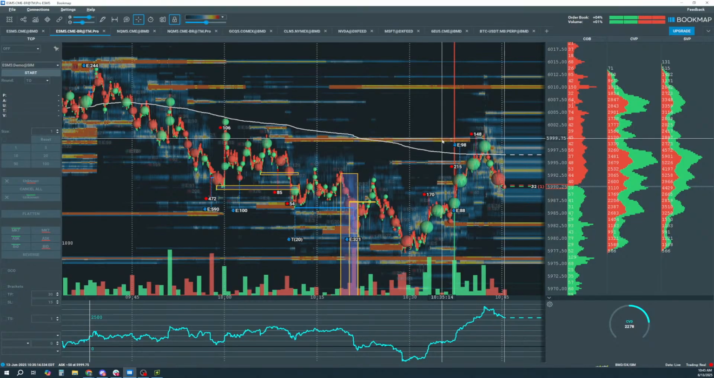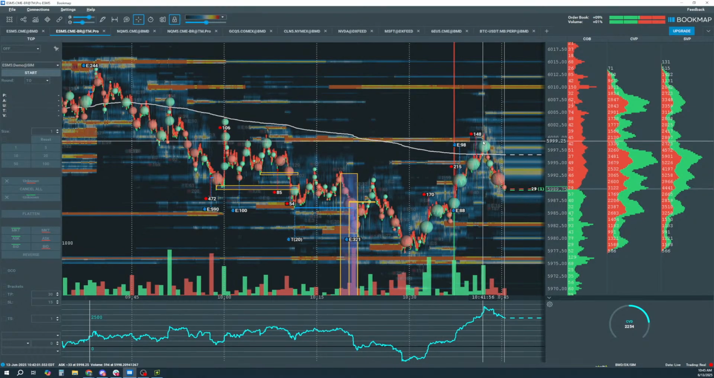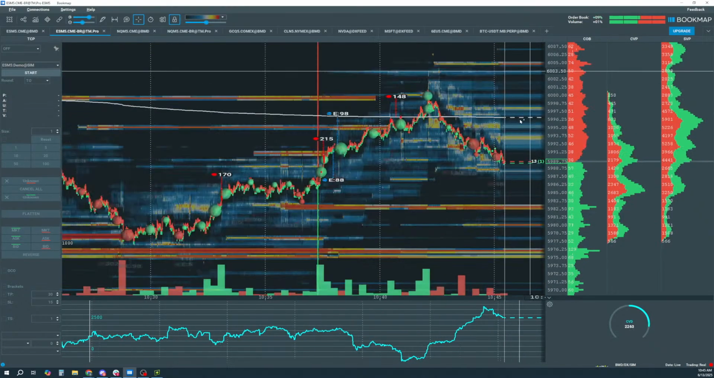Wow, look at this, guys. It went all the way to VWAP and the 6,000 figure, and then now we see the turnaround.